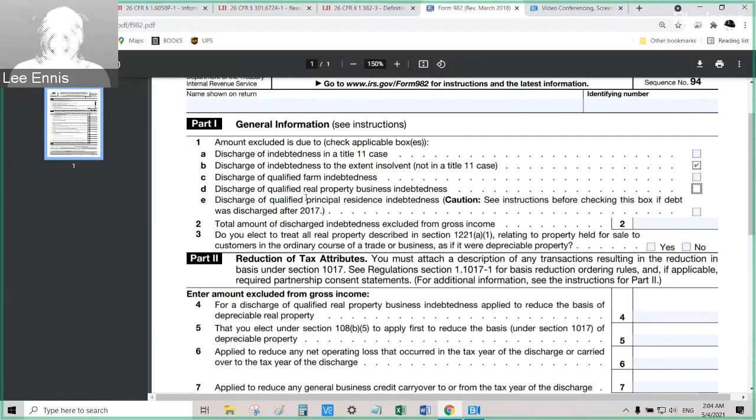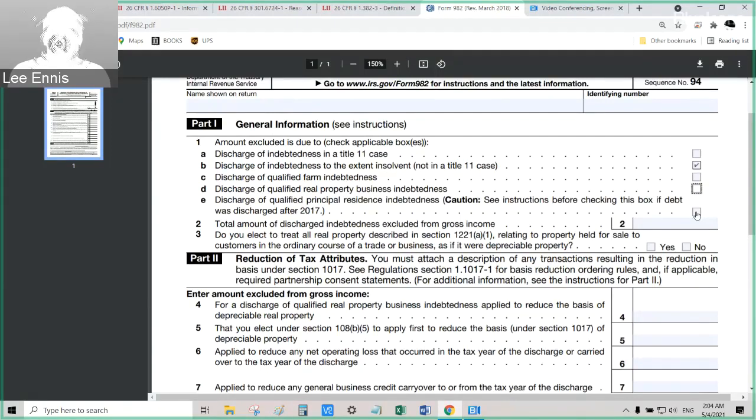Number E. If this is due to a principal residence, again, you're not going to receive a 1099-C, because if this is due to a principal residence, you're going to receive a 1099-A, which is not taxed. It's not taxable income, and so you don't even need to report it. So there will be no need to file a 982 or select this option.